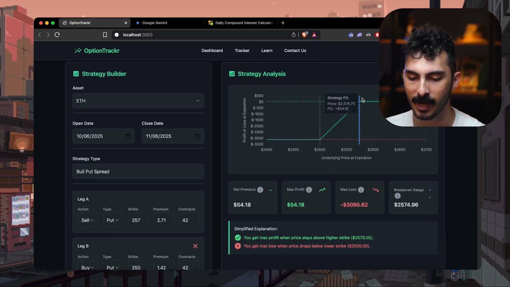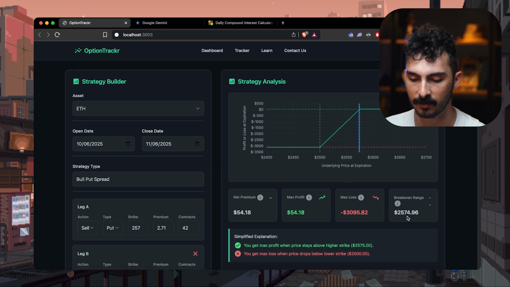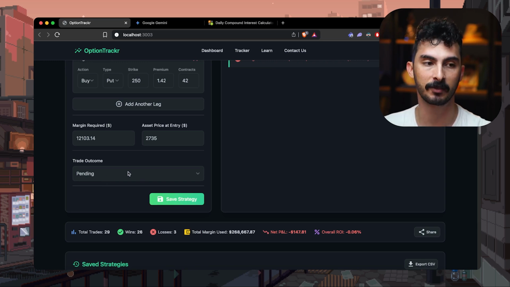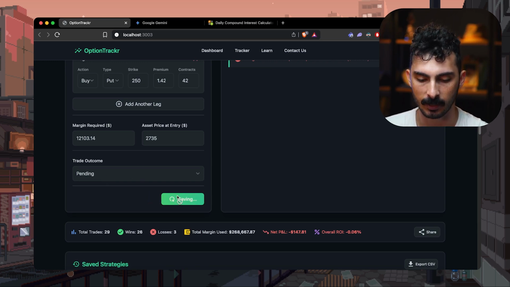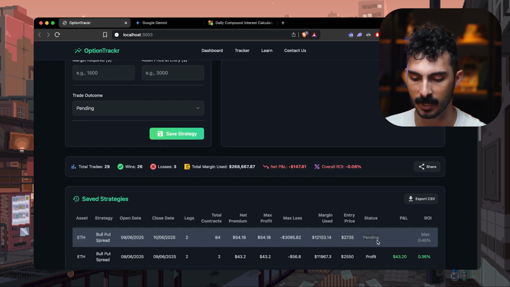And guess what? We now have a little P&L chart of how much we can make, how much we can lose. Right here, you can see the maximum that we can lose is the $3,095. The maximum that we can make is the $54. The break even is right around the 2574.96. The maximum loss is this much. So I keep it on pending because still today is not the ending day. I click on save strategy and I do a little refresh. And now my strategy is pending right here with a maximum profit of 0.45.